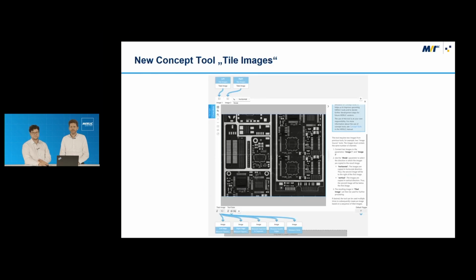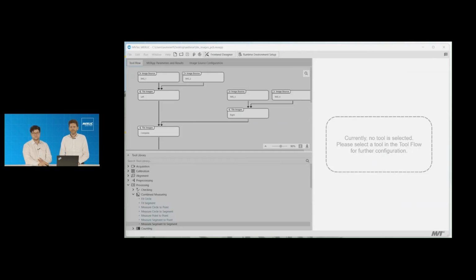With this tool, images can be tiled horizontally or vertically, and you can use it multiple times to build up larger images step by step. Combined with acquisition sequences, this allows you to merge images from line scan cameras or area cameras into a single image with a larger field of view. That resulting image can then be used directly for inspections, just like any other image in MERLIC. To give you an idea how this works, I prepared an example.